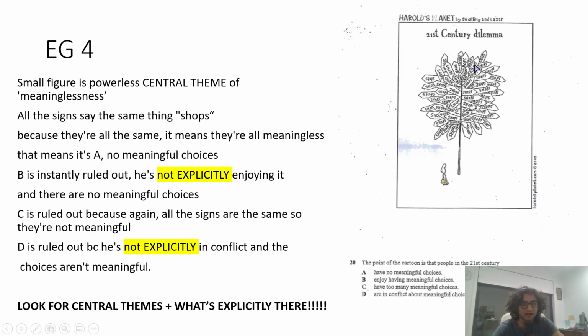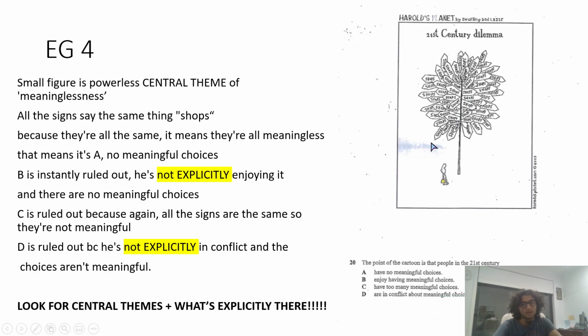A 21st century dilemma. Okay, looking at the first thing, as always, look at the image. Small guy, big nose, right? There's shops, heaps and heaps of shops. They all say the same thing: 21st century dilemma. Nice word. Okay, so it's a comic.